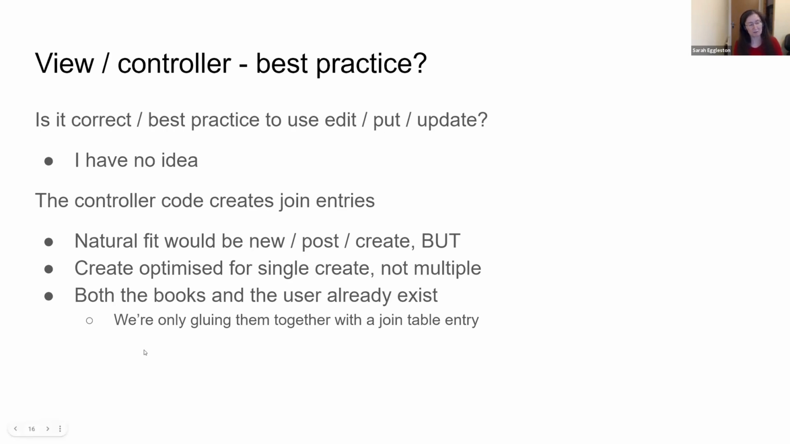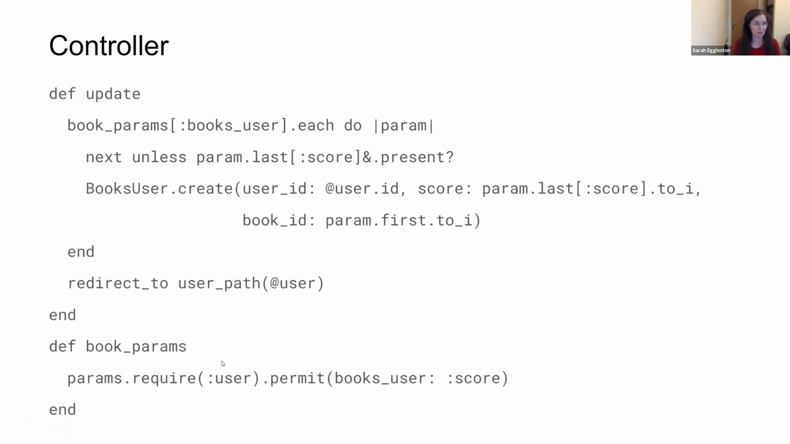And I kind of talked myself into it by saying, look, the books and the user, they already exist. So we're just gluing together with a join table entry. And it just made it easy since we know who the user is to just go, actually, let's just do an update on the user. And then we can do the creates as a one-liner and it just all dropped out as you saw on the previous page.